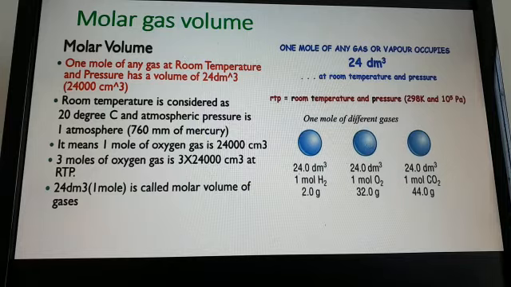See, here is 1 mole of different gases. Any gas, they are telling. Here is 1 mole of hydrogen gas, the mass is 2.0 grams, and it has a volume of 24 dm³. And here is 1 mole of oxygen, the mass is 32 grams, and it also has the same volume of 24 dm³. And here also 1 mole of carbon dioxide, the mass is 44 grams, and it contains 24 dm³ as the volume. So this is called molar volume.